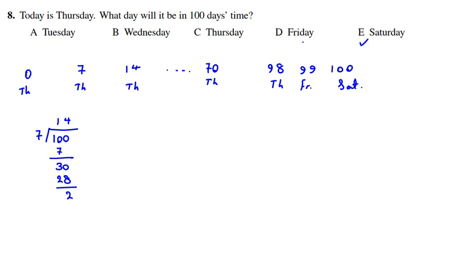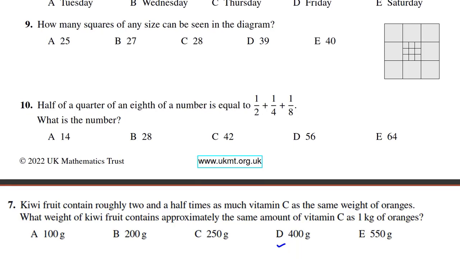If instead of 100 we have 1,000 or something else, you should divide and only find the remainder. For example, if the remainder is 2 days after Thursday, which will be Friday, Saturday, the answer is Saturday. The idea is this. Okay, that was problem 8.